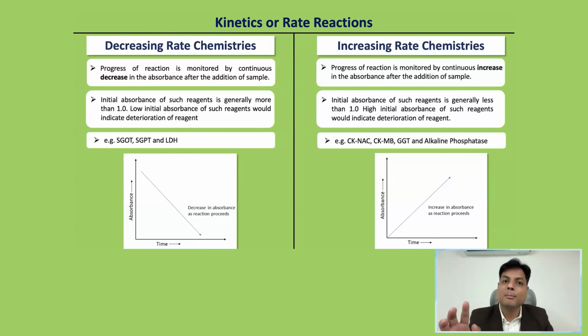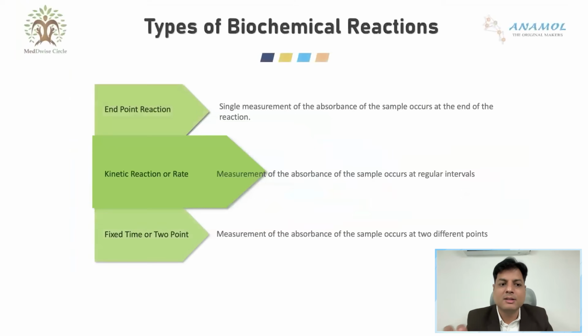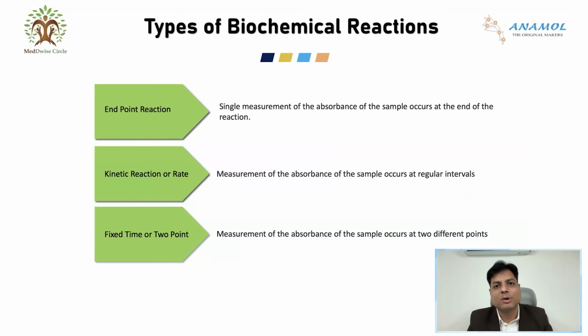But in case of kinetic reaction, we can change these two measuring points as long as both are in the log phase only. So instead of 30 and 90, we can take the reading at 40 and 100 seconds also. That is with kinetic reaction. But with fixed time, we cannot take the reading at 40 and 100. We have to take it at 30 and 90 only. So when the measuring points are fixed, this particular type of reaction is called a fixed time kinetic reaction.